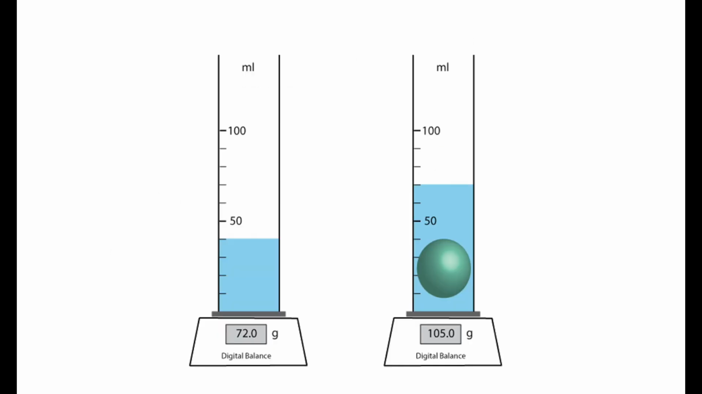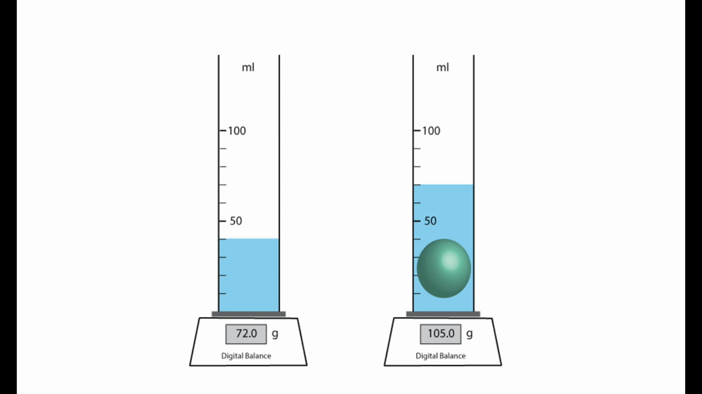You can see another experimental setup to find out the density of a given metal ball. In the first picture, you can find out the total mass of the measuring cylinder and the liquid. It is 72 gram. In the second picture, you can see the total mass of the measuring cylinder, liquid and the given metal ball, and the value is 105 gram. We can find out the difference between these two masses. You will get the mass of the given metal ball.